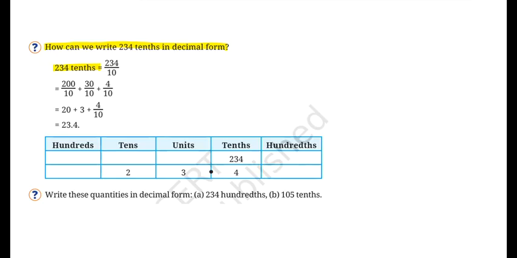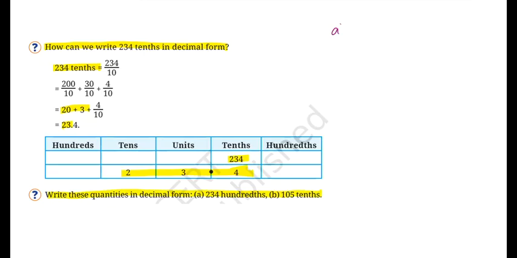So 200 over 10 will become 20. 30 over 10 will become 3. 4 over 10 is 4 over 10. When you add 20 and 3, you will get 23.4. So 2 tens and 3 ones and 4 tenth. अगर आप ऐसे expanded form में लिख रहे हो, या फिर you could also write it as 234 tenths. Now write these quantities in decimal form: 234 hundredths and 105 tenths.